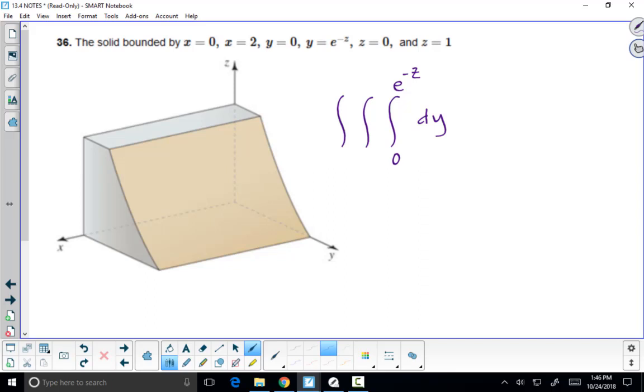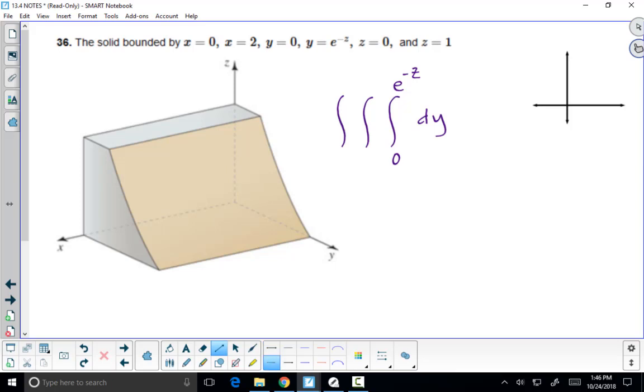Left and right surfaces. And then let's take a look at our domain. So our domain has to be in the XZ plane. And what does that domain look like in the XZ plane? A rectangle. So the XZ plane is just a rectangle.